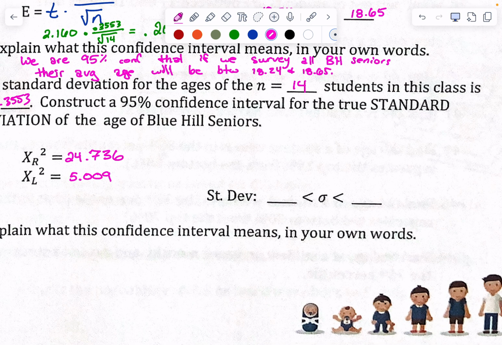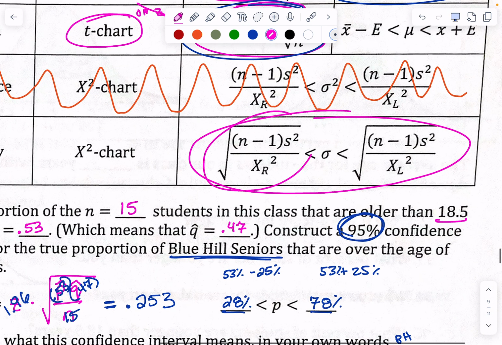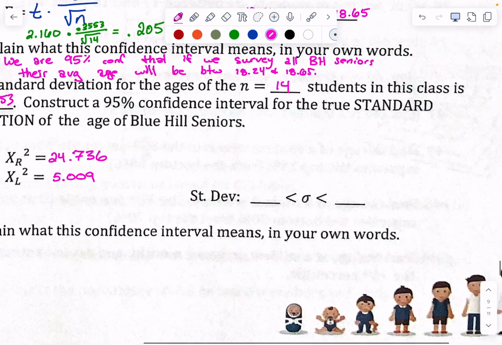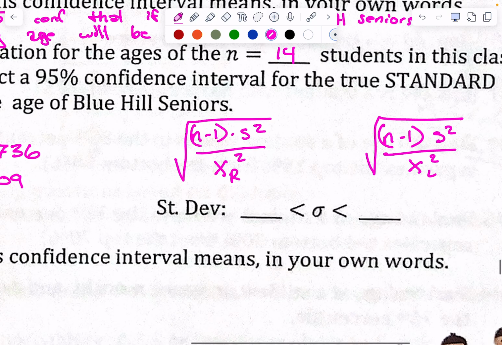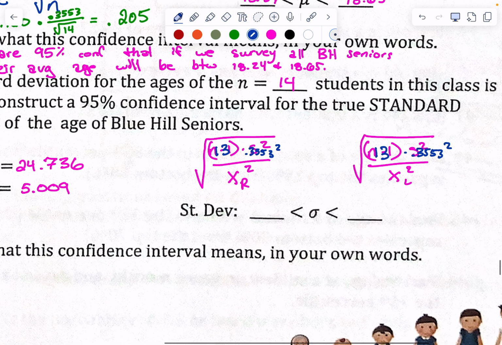All right, now this is the only one that we do not calculate error for, right? We do the two thingy things. So this first one is the square root of n minus 1 times s squared over the chi squared right, because the right goes on the left. N minus 1 times s squared over the chi squared left one. What is n minus 1? 13. 13 times 0.3553 squared. The chi squared right number is on the left and the left is on the right.